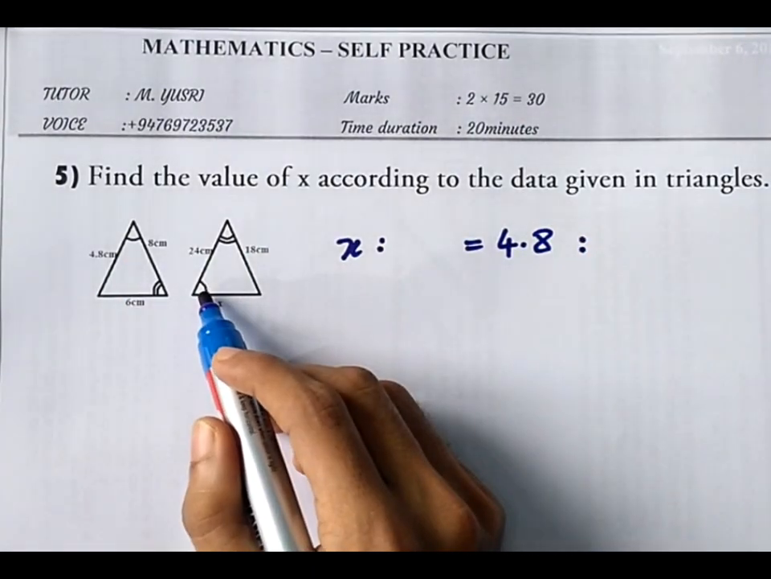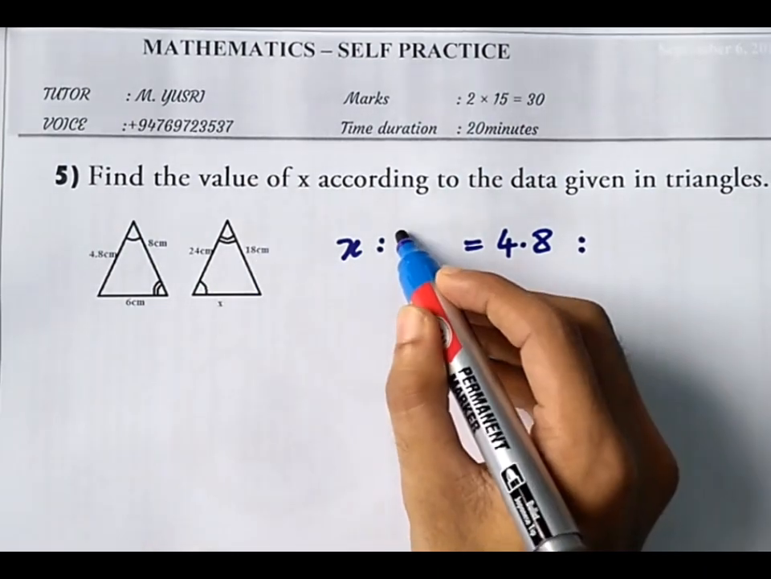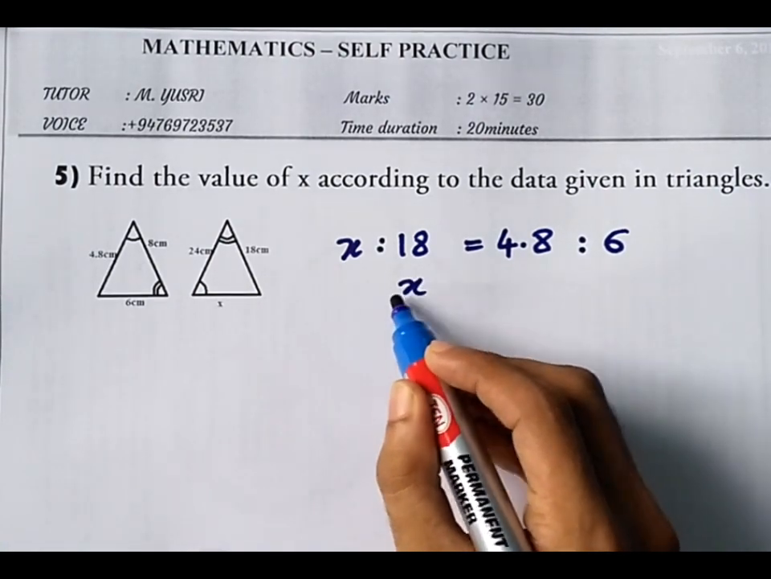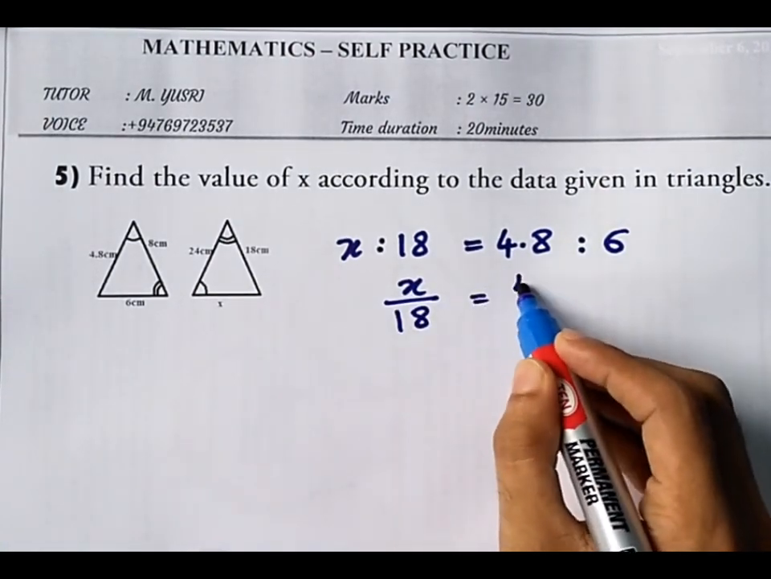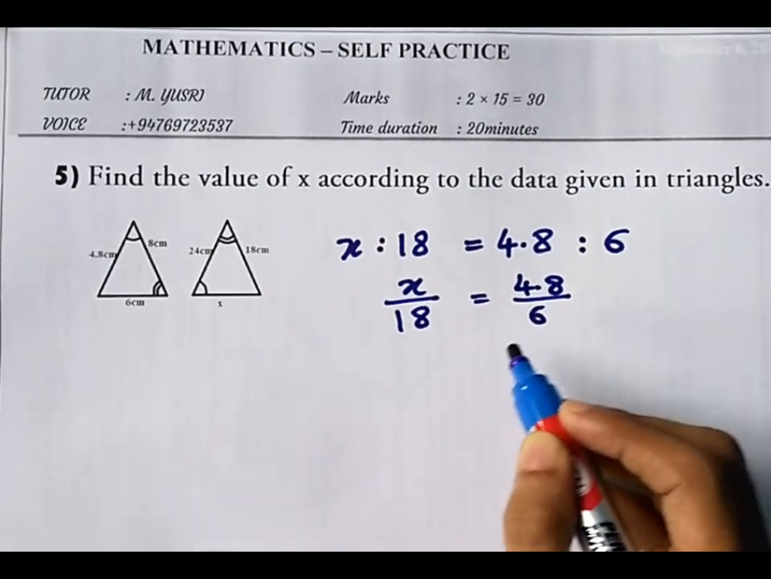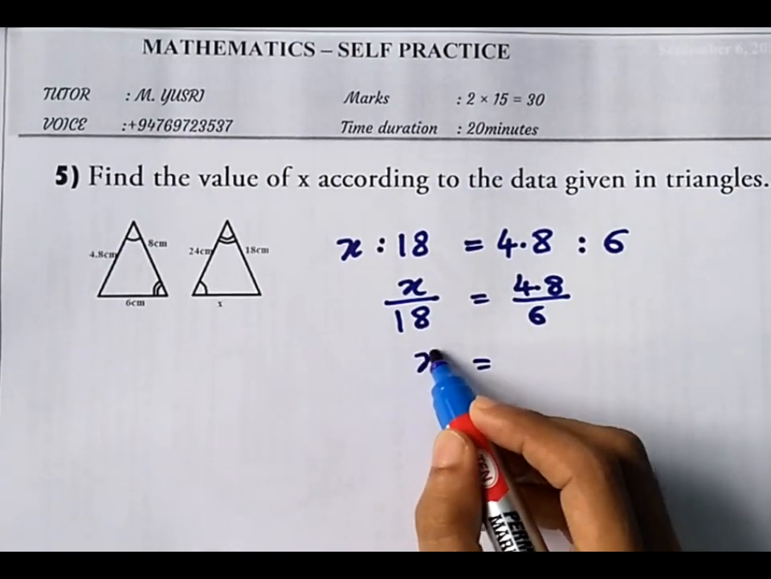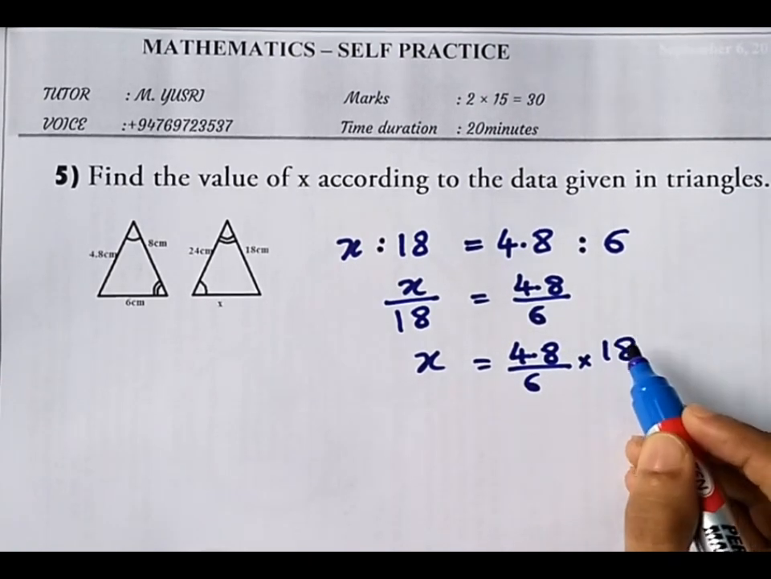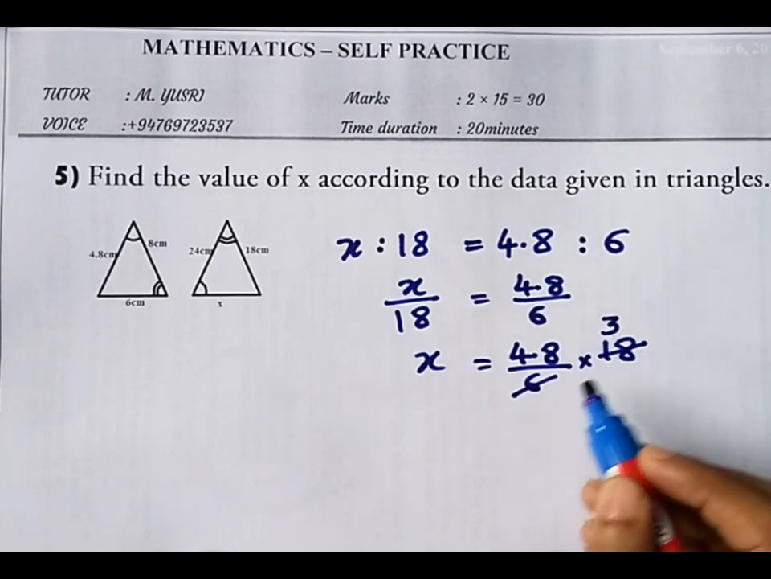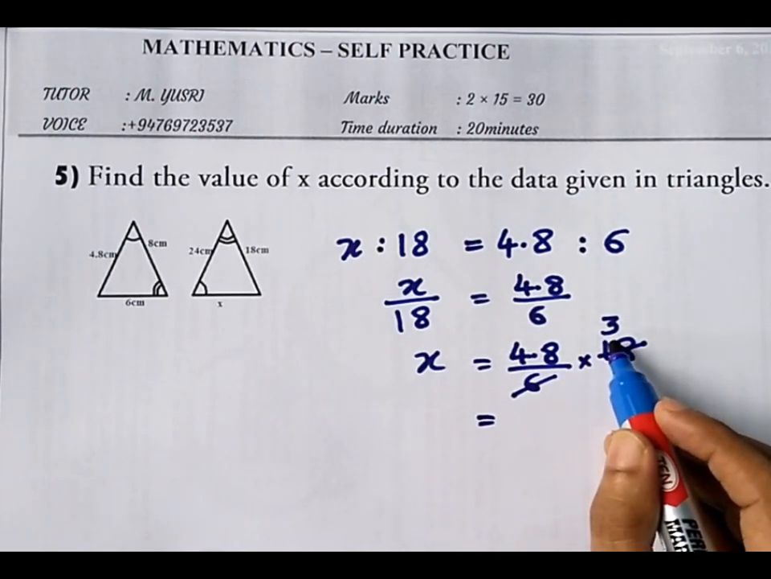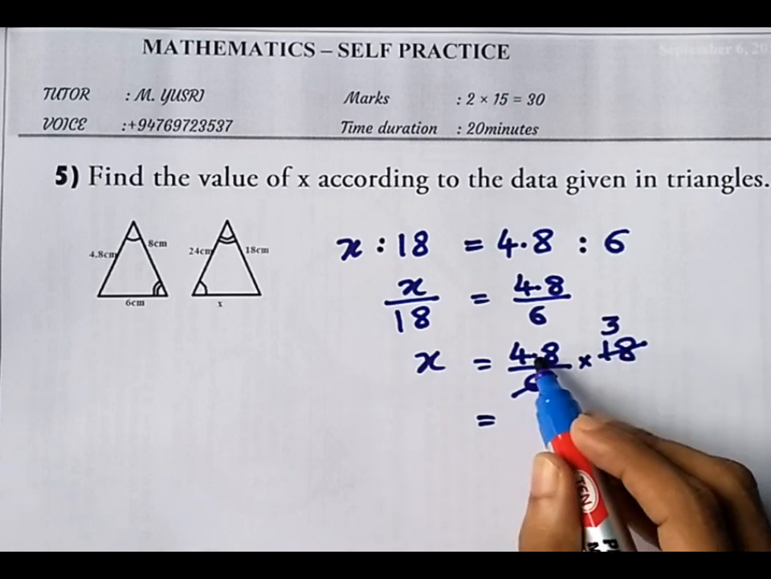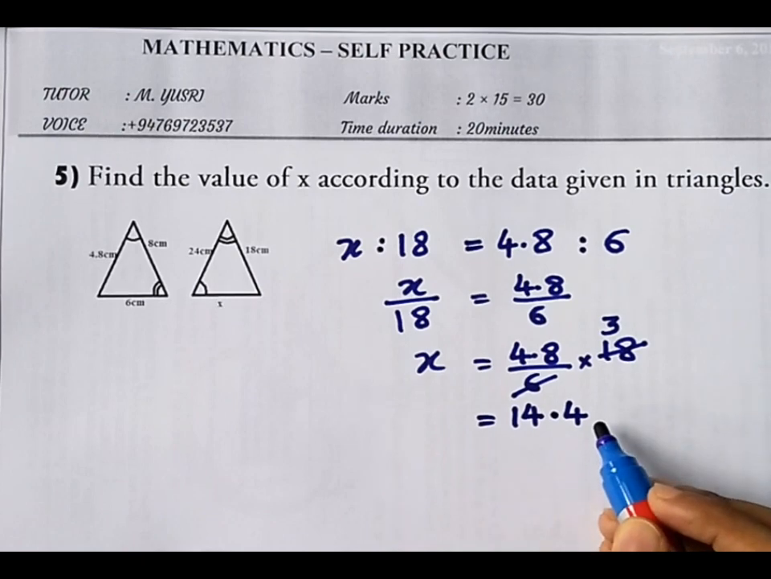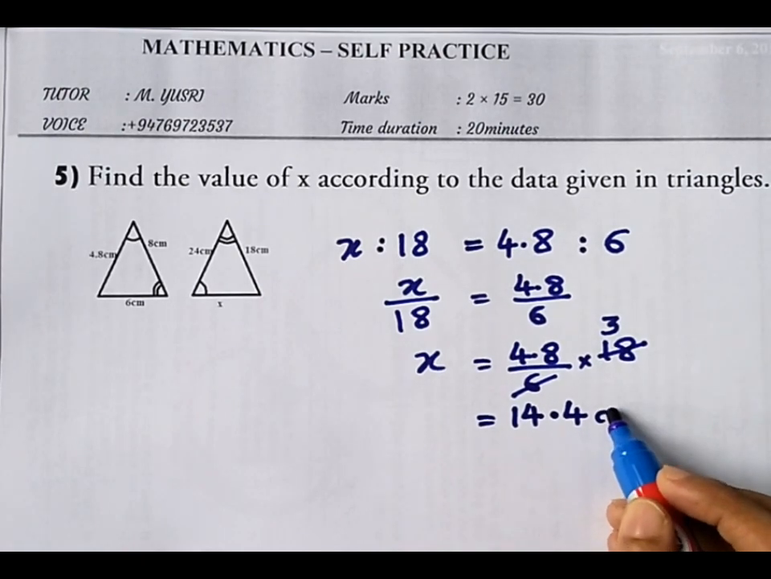And now we'll take one line. Opposite to one line is 18, and here opposite to one line is 6. Now we'll write them in fraction format: X over 18, then here it's 4.8 over 6. Now the division by 18, if we take that to the right side, we just have to multiply. 6 to 18 we can cancel easily, and 3 is remaining. 4.8 into 3: we'll ignore the decimal and multiply. 48 into 3 is 144. Now we'll place the decimal point, so 14.4 centimeter is the answer.